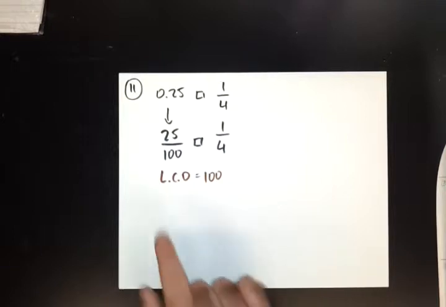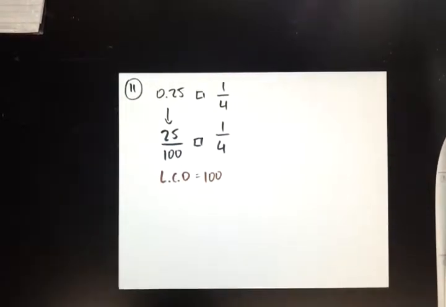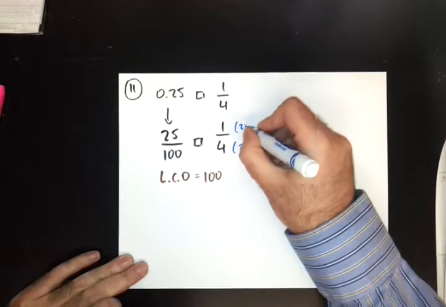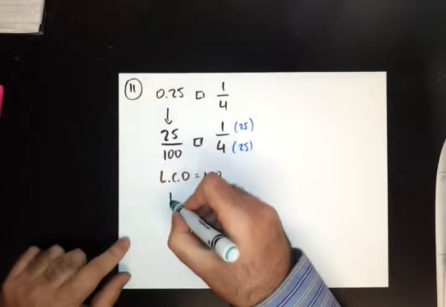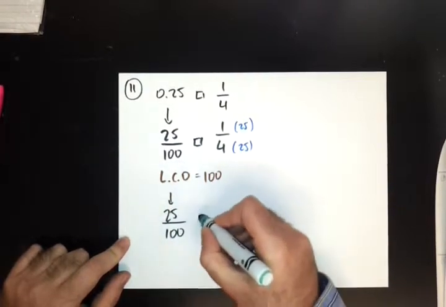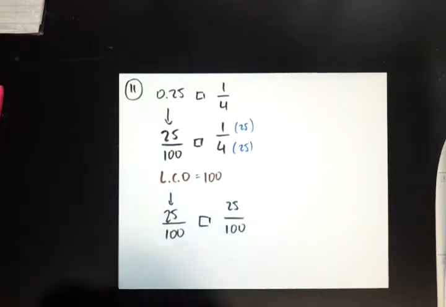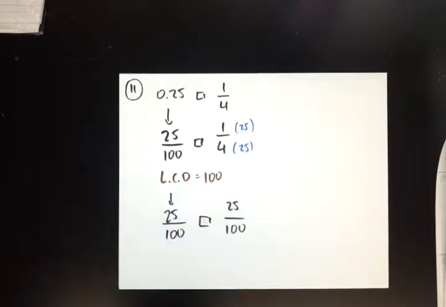In this case, this one already is at 100. How do I get a 4 into that same form? I have to multiply both top and bottom by 25, which then gives me 25 over 100. 25 over 100. They're the same. In this case, one is not bigger than the other.